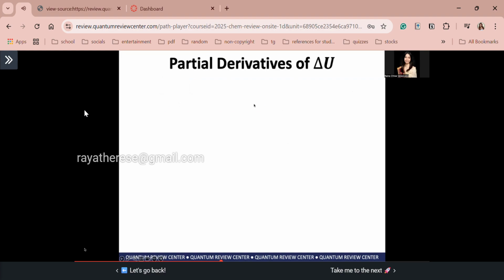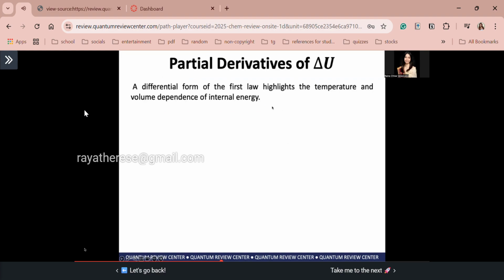Now, let's proceed to the partial derivatives of delta U. So guys, my differential form, see, change in internal energy. My differential form of our first law. And this shows us that the internal energy depends on number one, the temperature, and number two, the volume. So this is the differential form. You have to memorize it.